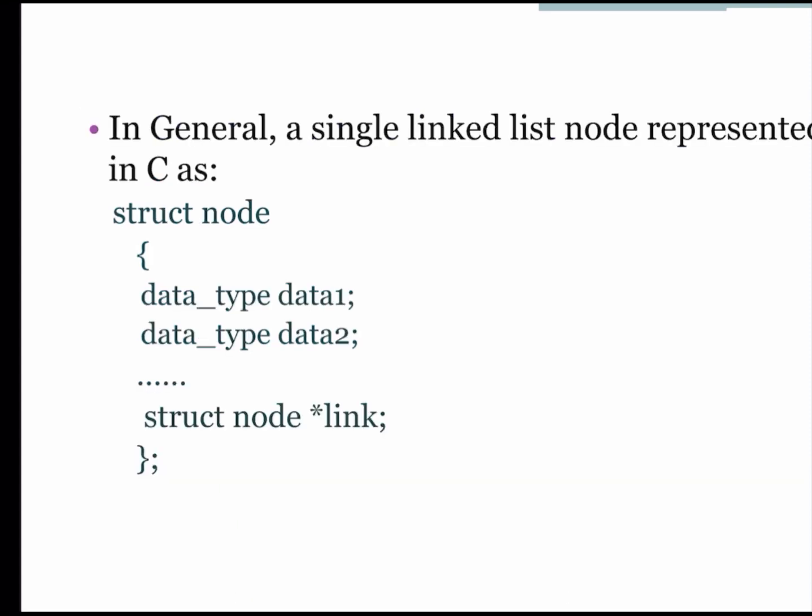Here is the general representation of a single linked list. The struct node, struct is a keyword and node is a name, and data type, data 1, data 2, we can use any data type, and the last one is link to the next node. Struct node star link to the next node.